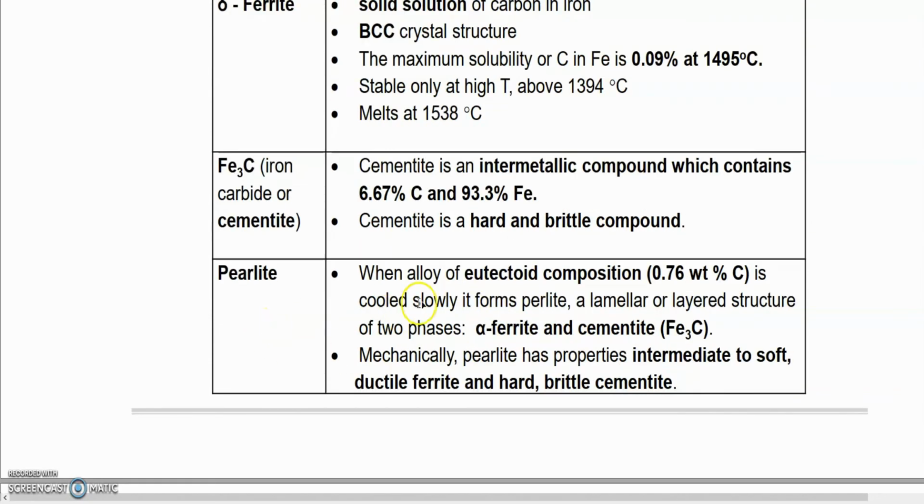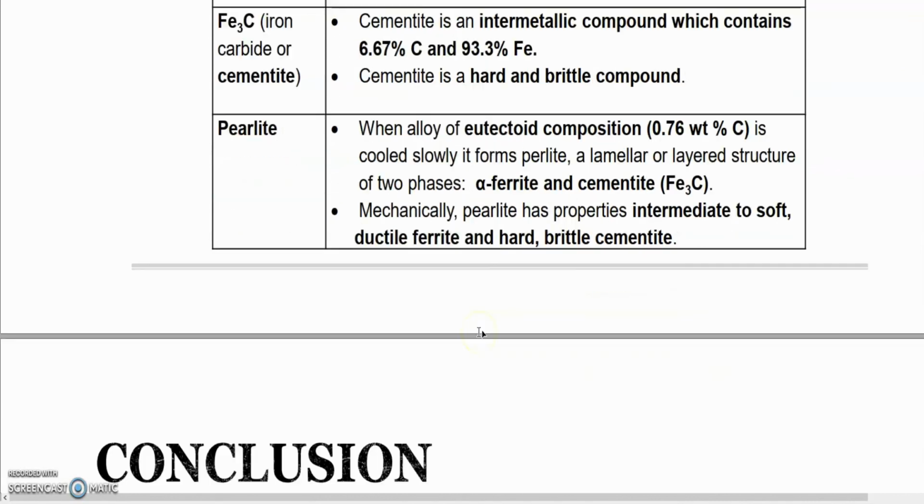Okay, perlite. When alloy is eutectoid composition, 0.76 weight % carbon, is cooled slowly, it forms perlite, a lamellar or layered structure of two phases. Dua phase, iaitu alpha ferrite and cementite. So perlite has properties intermediate to soft, ductile ferrite and hard brittle cementite. Dia ada kedua-dua ciri sebab dia berada antara ferrite dan cementite.